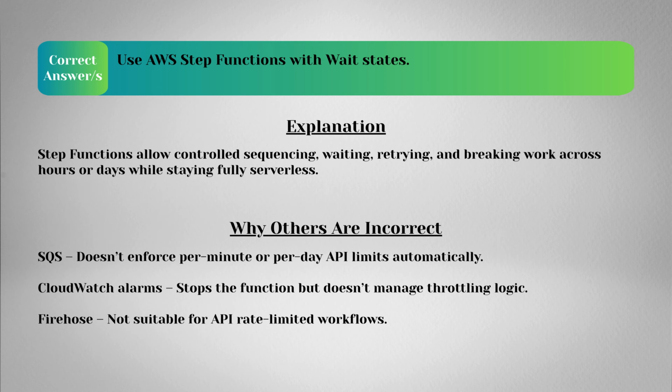Why others are incorrect? SQS: doesn't enforce per-minute or per-day API limits automatically. CloudWatch alarms: stops the function but doesn't manage throttling logic. Firehose: not suitable for API rate-limited workflows.